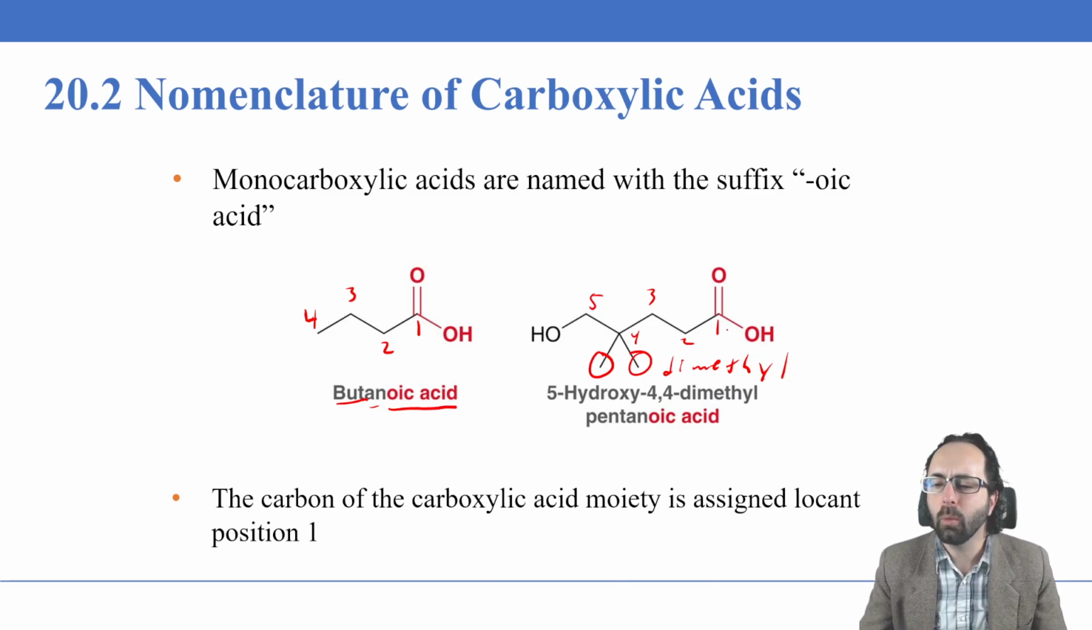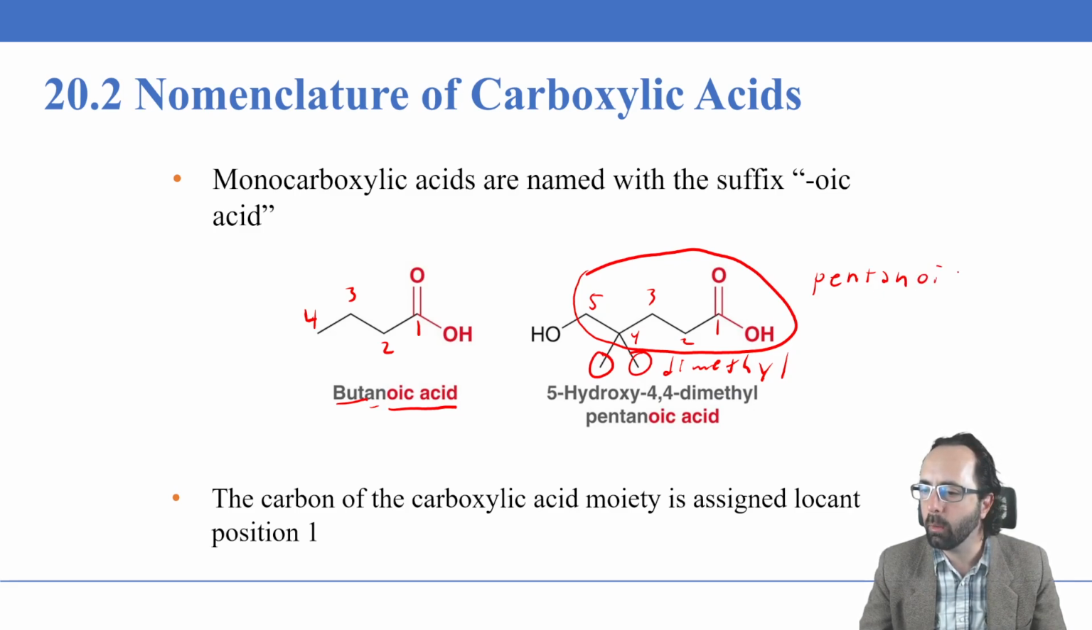And so now we end the name here with the parent chain. The parent chain is this one right here. It has 5 carbons, and it's all single bonds otherwise between the carbons. So we're going to call this pent for 5 carbons, pentan for only single bonds between the carbons, and they're going to end with oic acid. So the parent chain is going to be named pentanoic acid.